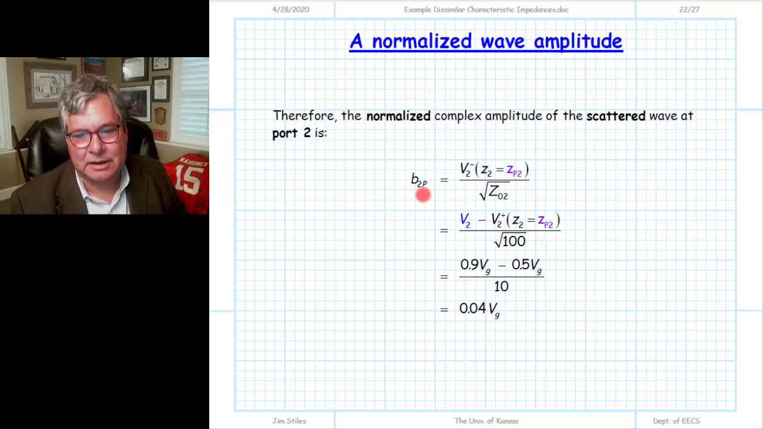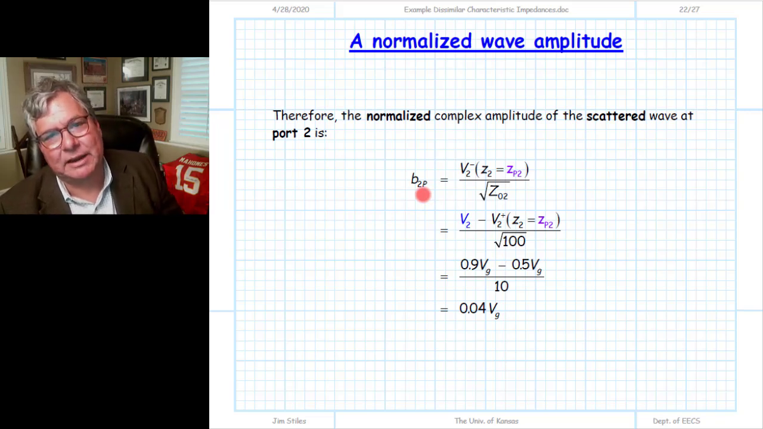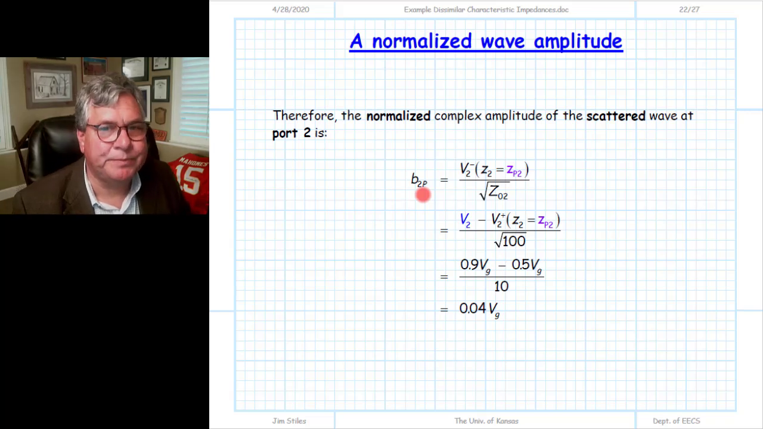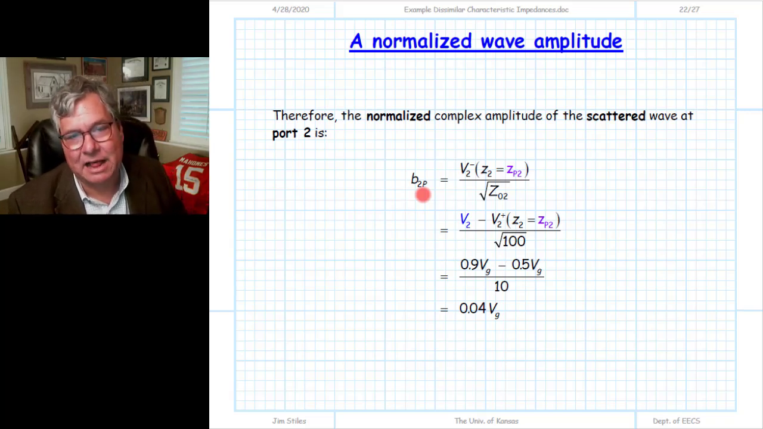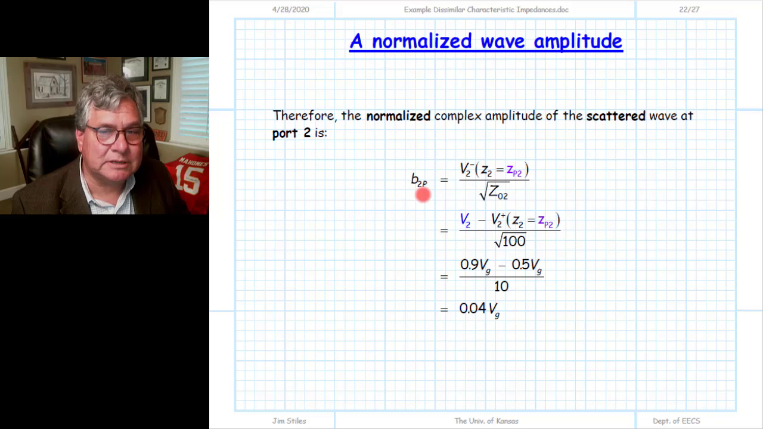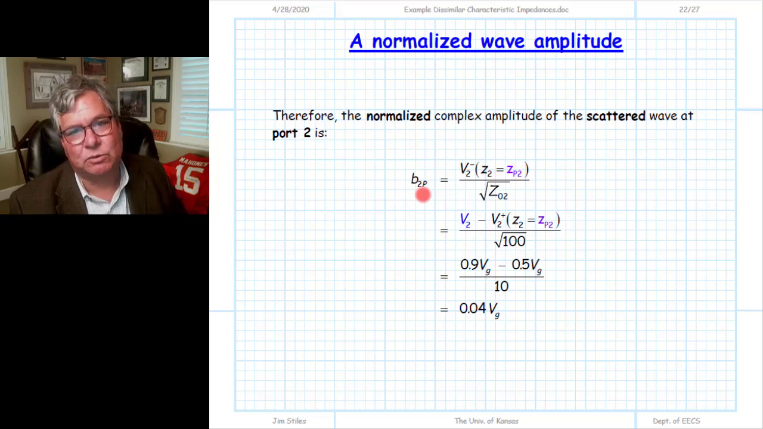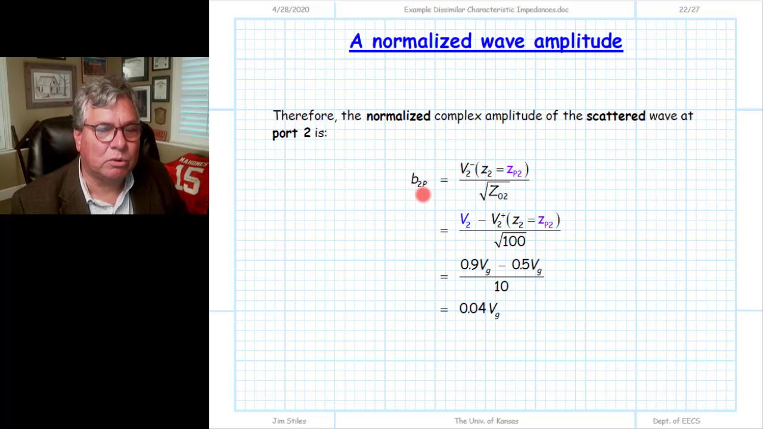port 2. Now you look at that and you say, well, this is different than what we had before for the scattered wave at port 2 in the previous half of the analysis. And that's true. The reason is that now the incident wave is on port 2 as opposed to having the incident wave on port 1 as it was before. So these answers won't be the same. This is, again, the normalized wave amplitude for the scattered wave, B wave, at port 2.